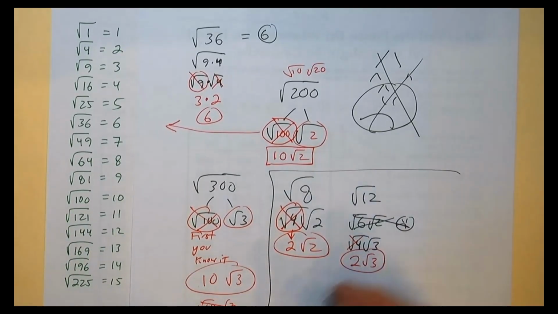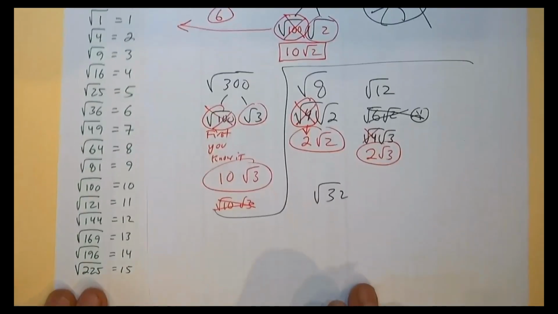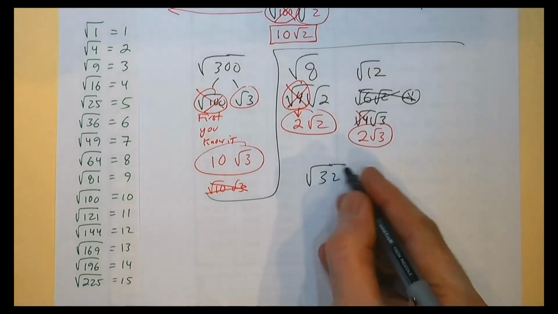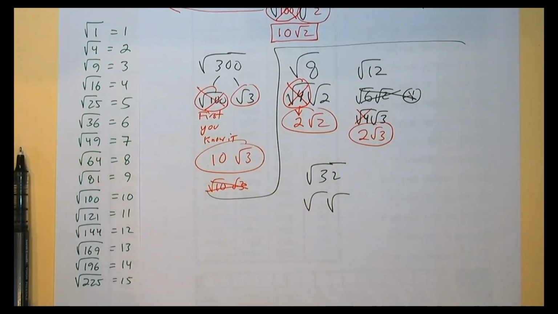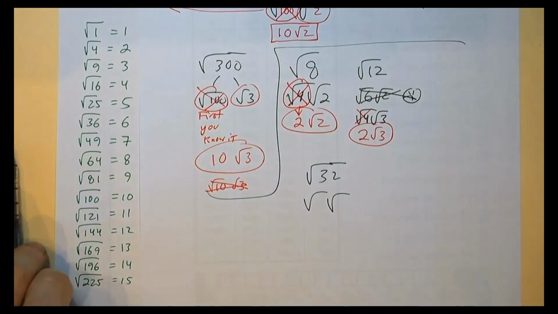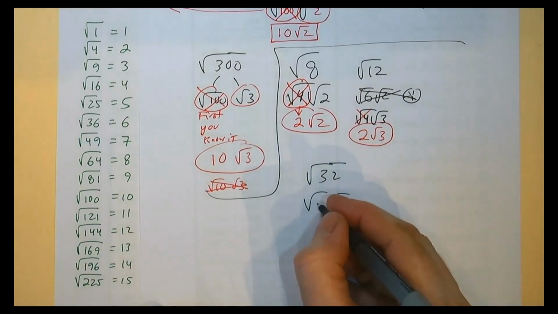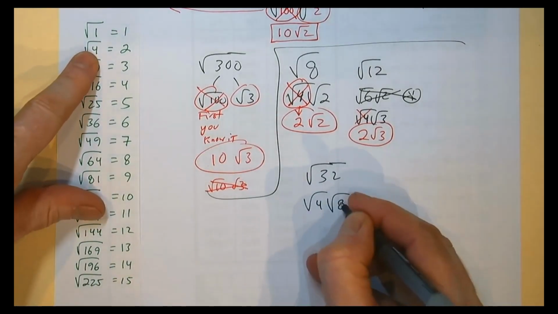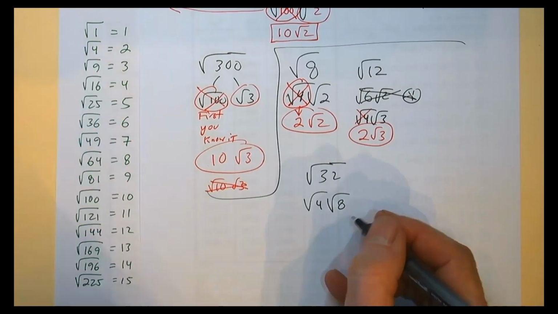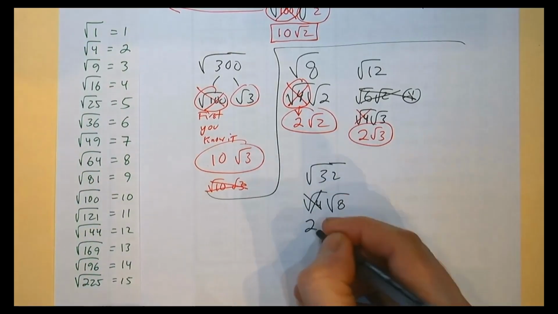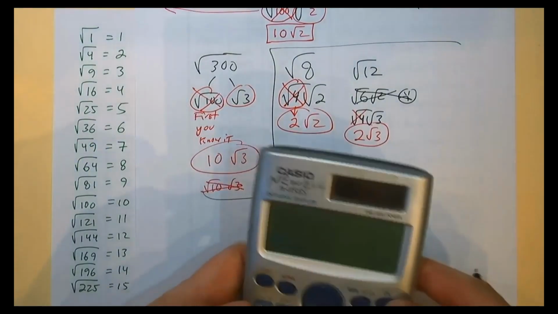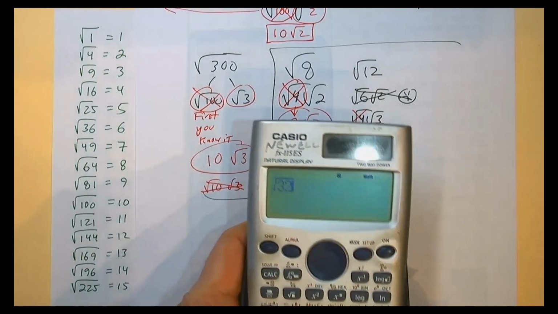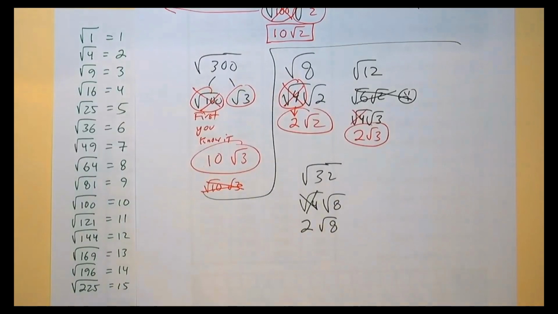Let's give you another one. 32. Now, 2 ways to do this. Okay, come up with your answer. Okay, some people said 4 times 8. Okay. Square root of 4 is 2. And they said 2 root 8. No. 4 root 2. Like what?